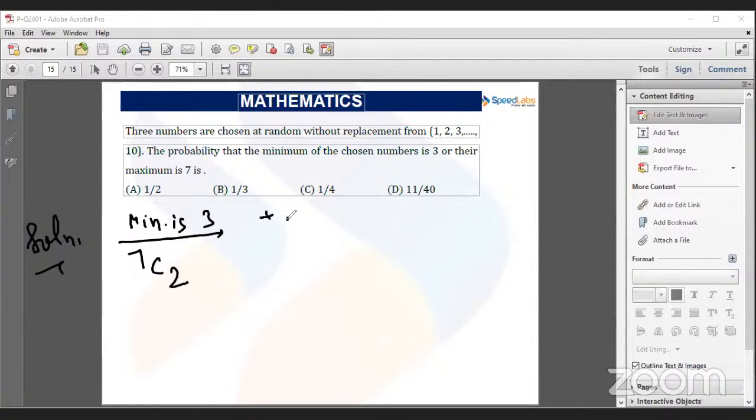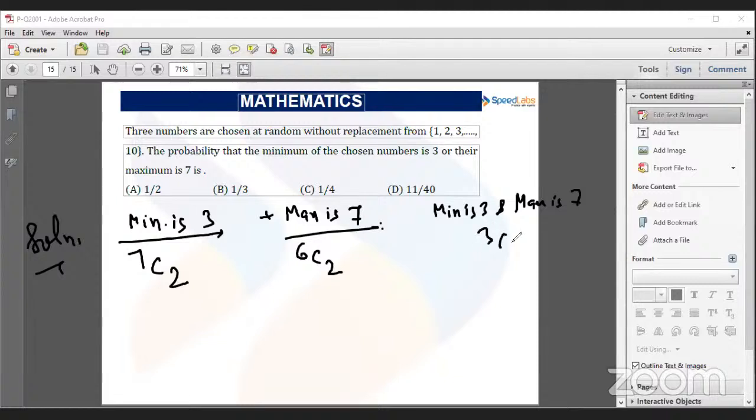And next case is max is 7. Max is 7 के केस में क्या होगा? One number has to be 7 and the other numbers can be from 1 to 6, 6C2. And the third case is min is 3 and max is 7. So one number has to be 3, one number has to be 7, and the remaining last one number will be chosen from 4, 5, and 6, 3C1.